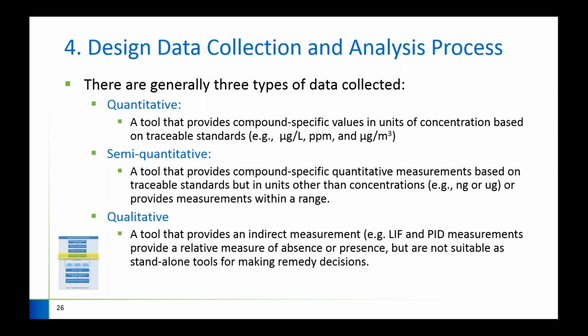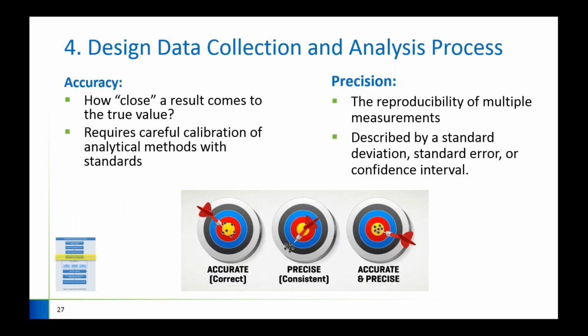And then qualitative, this is where you're measuring something, say a PID response or a millivolt response on some part of a membrane interface probe unit. You're getting a quantified response, but it's indirect. It's not a direct correlation to a concentration. We'll hear more about this later, but you also have to think about accuracy and precision. Of course, accuracy is how close you are to the real value. Precision is about consistency.